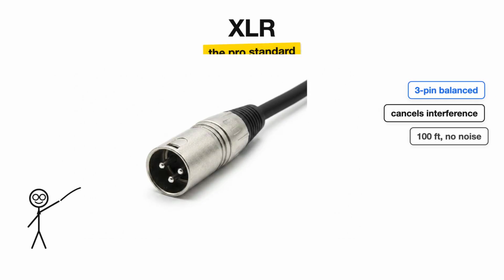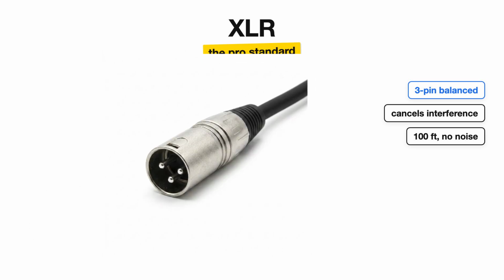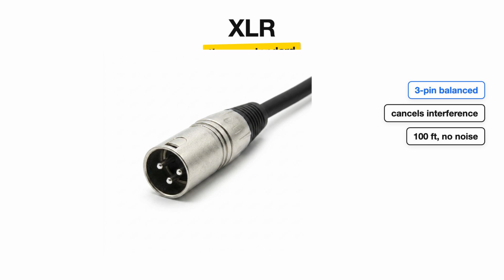XLR is the 3-pin connector for professional audio. It carries a balanced signal, 2 copies of the audio at opposite polarity, which cancels interference picked up along the cable. Run it over 100 feet with no noise. XLR mics need an audio interface or mixer, which lets you choose your own preamp separately from the mic.